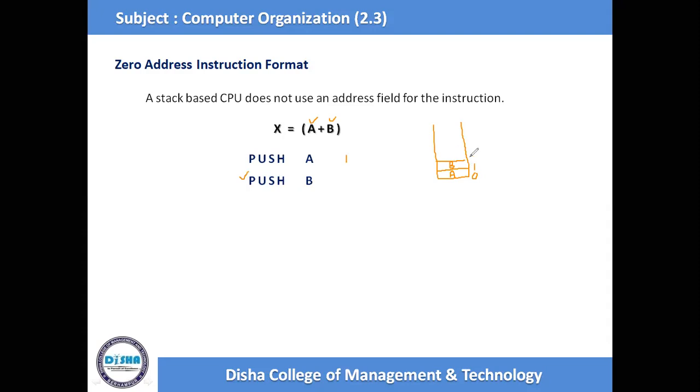Now the stack pointer is incremented to 2. When I say the stack pointer is 2, it means there are at most two elements inside the stack. When the stack pointer is 1, the stack structure holds a single element. After we get the two operand values, a and b, our next job is to add these two values. To perform that we need the instruction add.